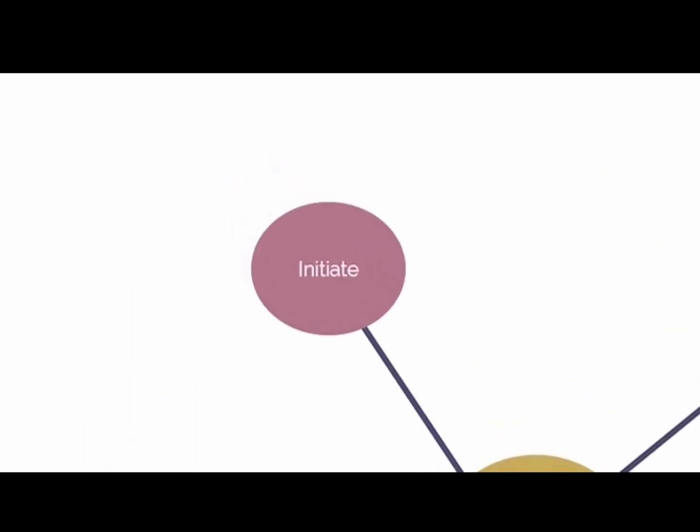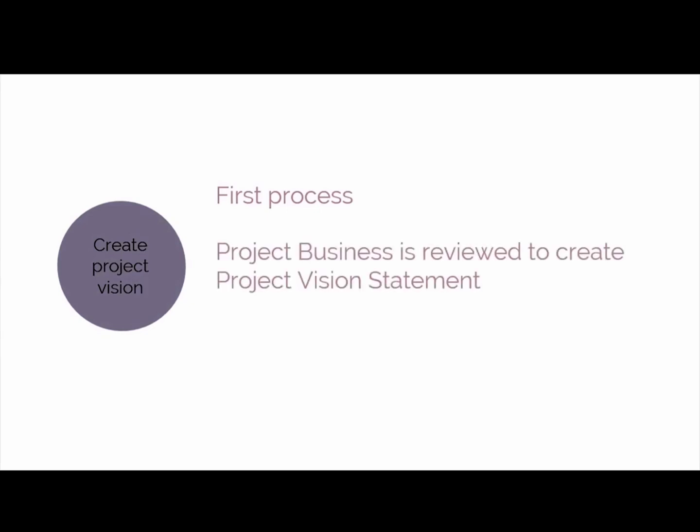Initiate is the first phase, and the processes carried out as part of Initiate are as follows. Create Project Vision is the first process performed. In this process, the project business case is reviewed to create a project vision statement that will serve as the inspiration and provide focus for the entire project. The product owner is identified in this process. Identify Scrum Master and Stakeholders is the second process, during which the Scrum Master is identified using specific selection criteria.